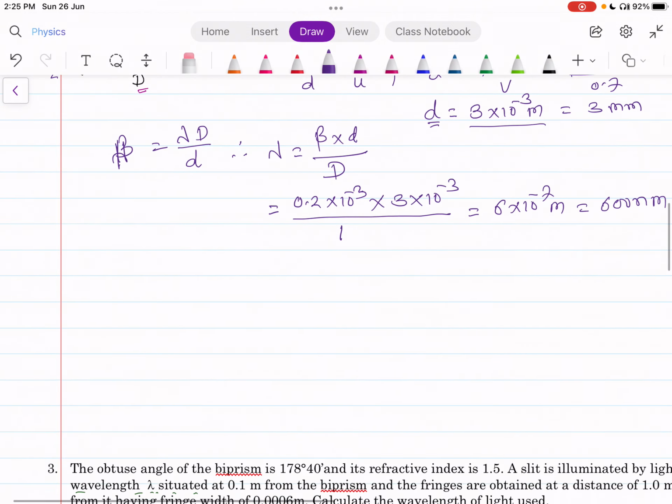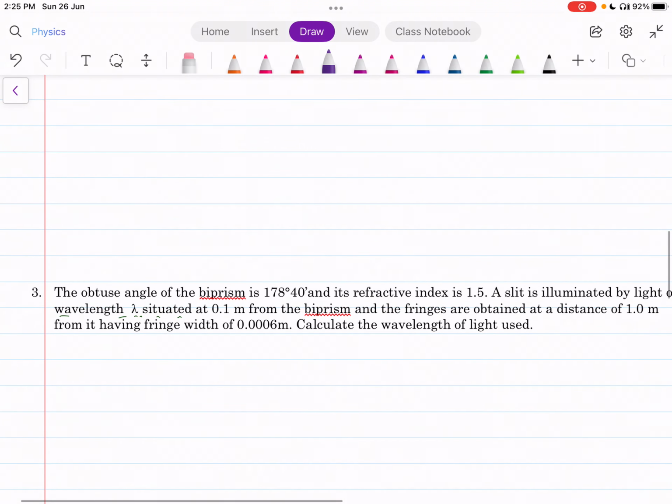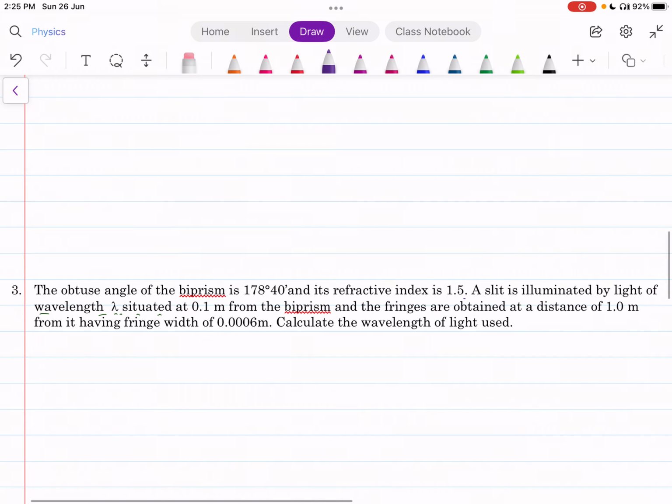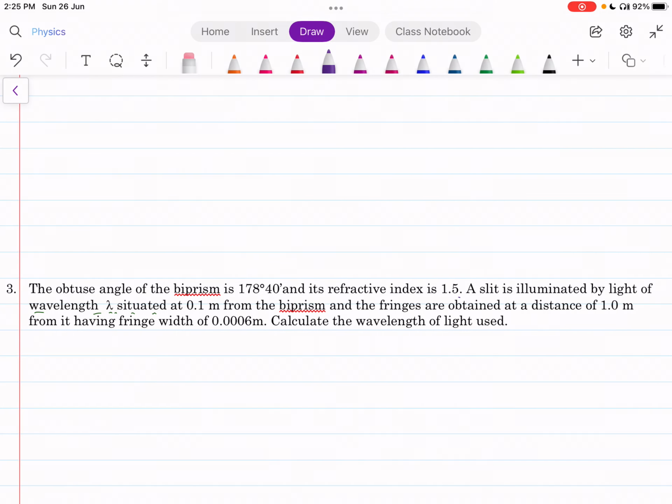Let's go to the next sum. Sum number 3. The obtuse angle of a biprism is 178 degree 40 minute and its refractive index is 1.5. A slit is illuminated by light of wavelength lambda, situated at 0.1 meter from the biprism, and the fringes are observed at a distance of 1 meter from it, having a fringe width of 0.0006 meter. Calculate the wavelength of the light.